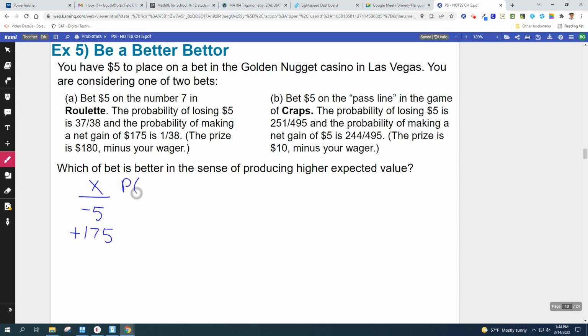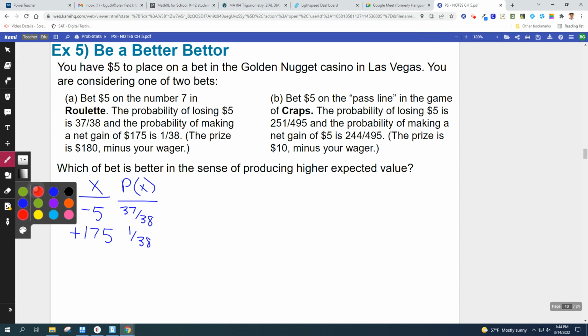So we want to look at the probabilities of those 2 things happening. Well, we don't have to compute that because they just gave it to me. The probability of losing $5 is 37 out of 38, and the probability of gaining 175 is 1 out of 38. We see those probabilities add up to 1, so that's good, right? What we want to do is find the expected value. So the expected value is the same thing as the mean.